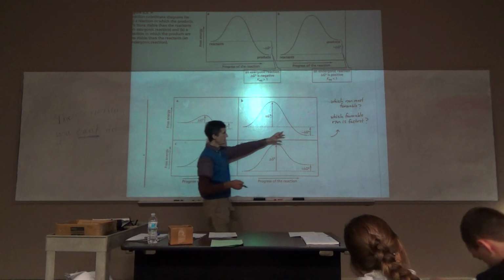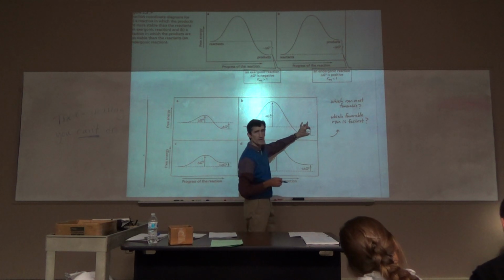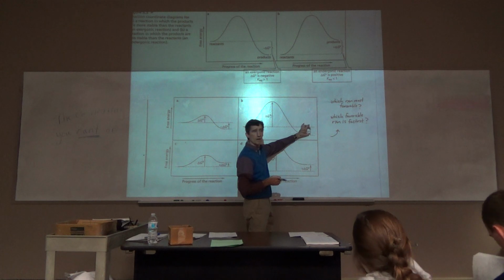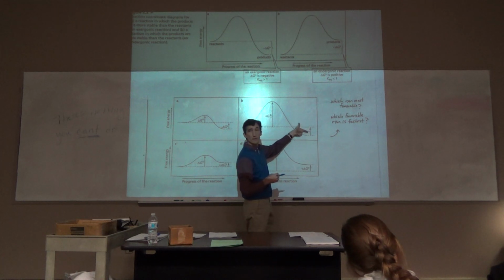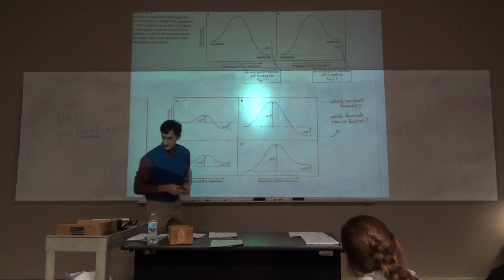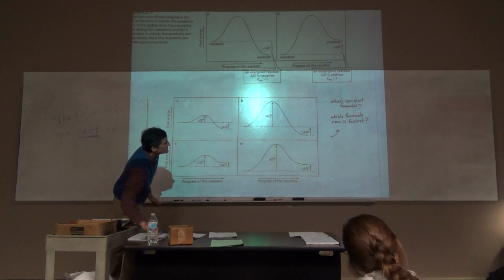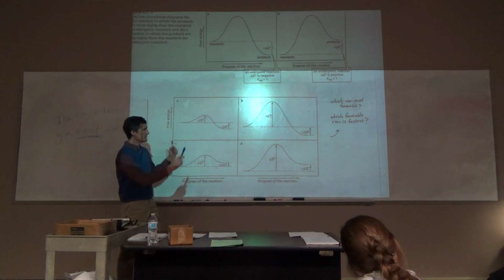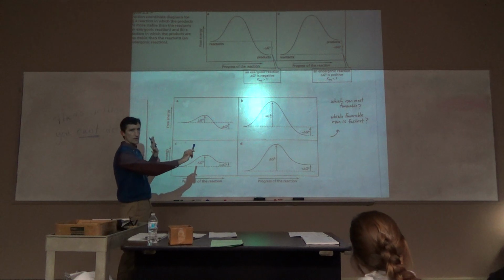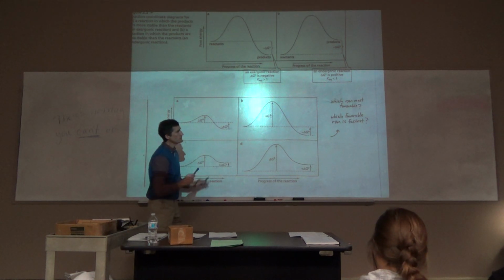By the way, such value right here comes from bond calculations, which we did yesterday and we'll do today and this afternoon. Okay? That would be your delta H, which comes from calculations. And this would be negative something because it's exothermic. Right? Which favorable reaction is fastest? First off, which ones are favorable? Top two. Which one's going to be faster?